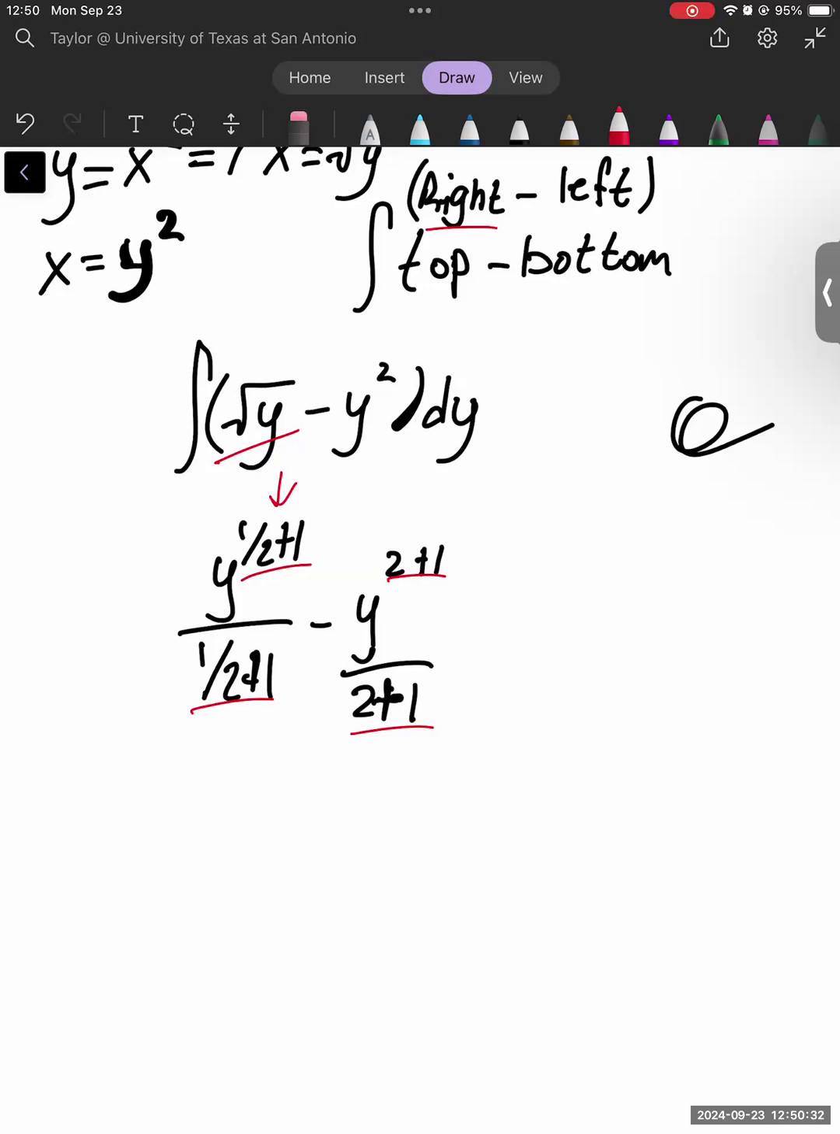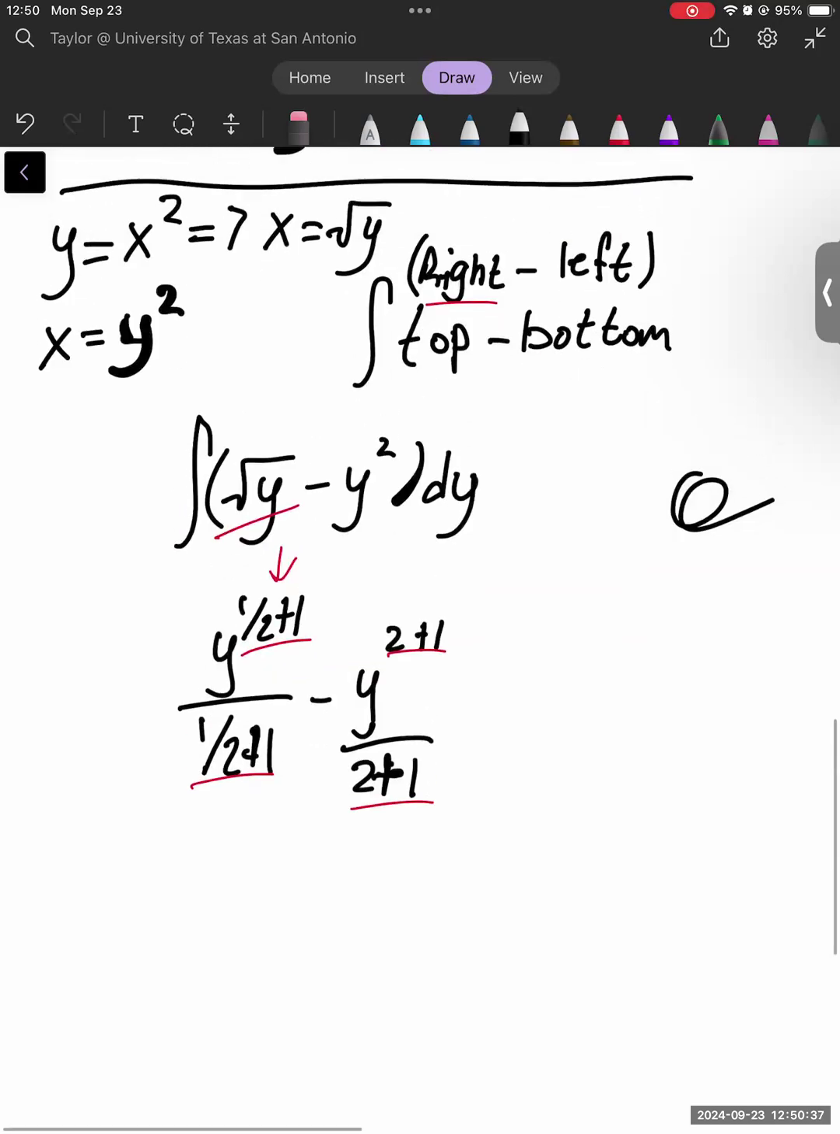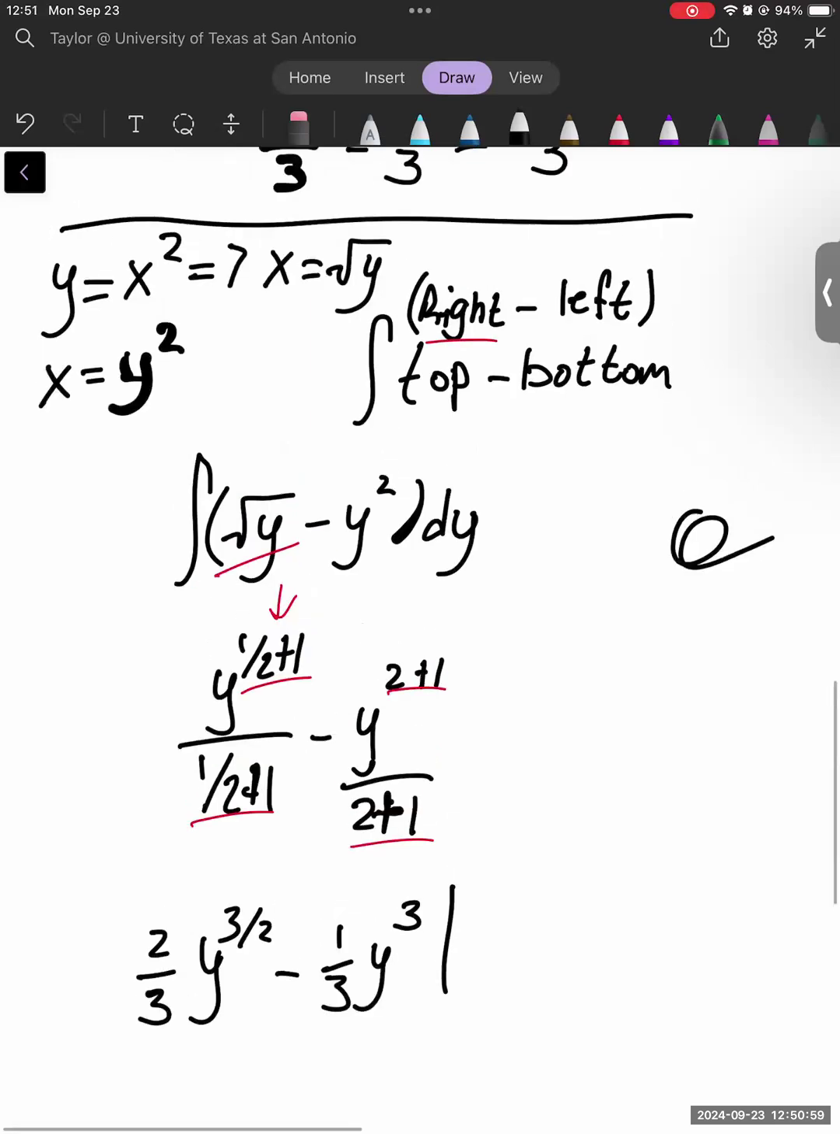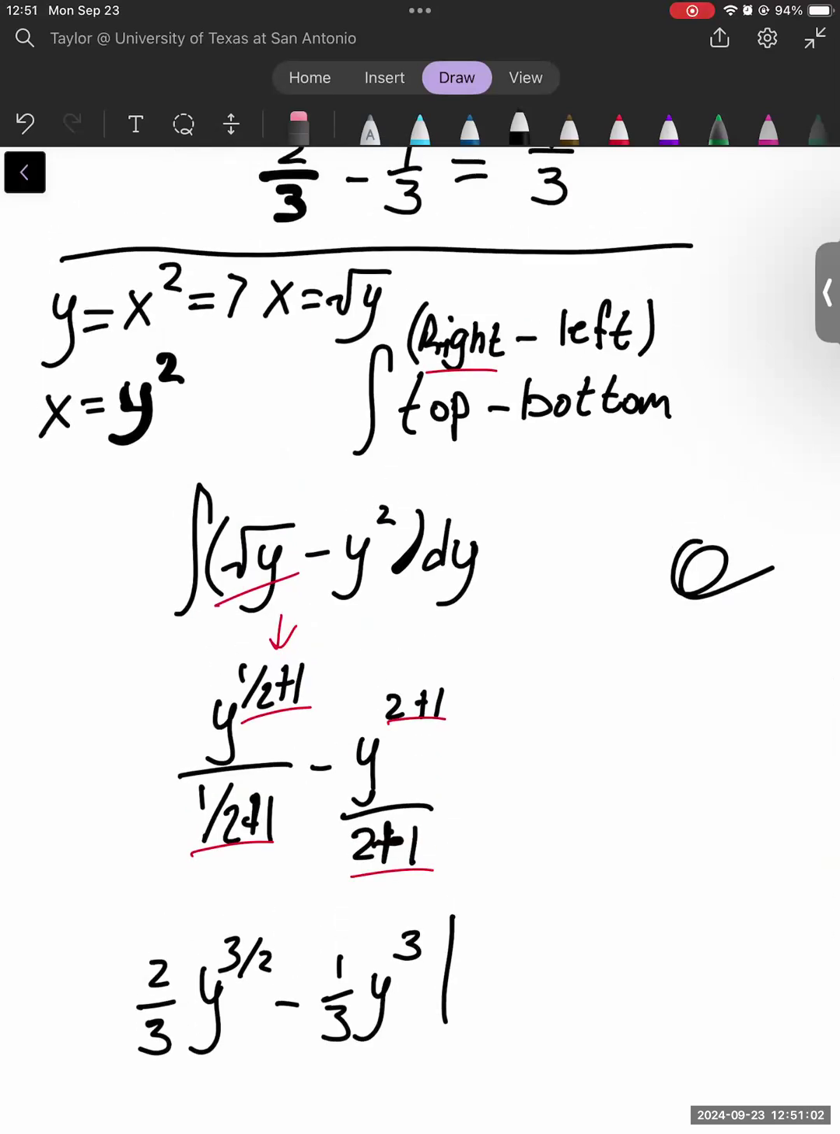So next we get, and then we'll talk about that in a second, y to the 3/2 over 3/2, which is 2/3 y to the 3/2, minus 1/3 y to the 3rd. And then one thing we forgot to talk about is what are my bounds of integration and how would I solve for them? It's the same approach. I just want to see if we remember.